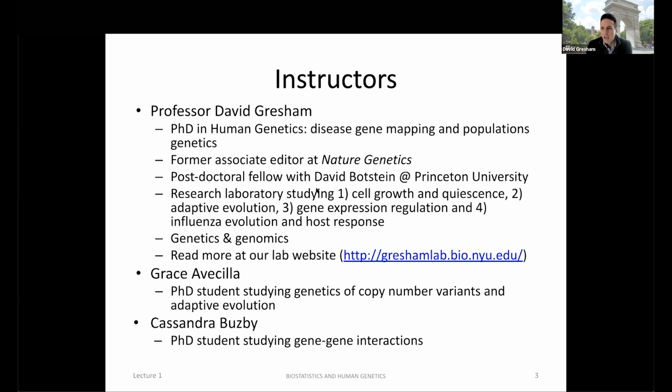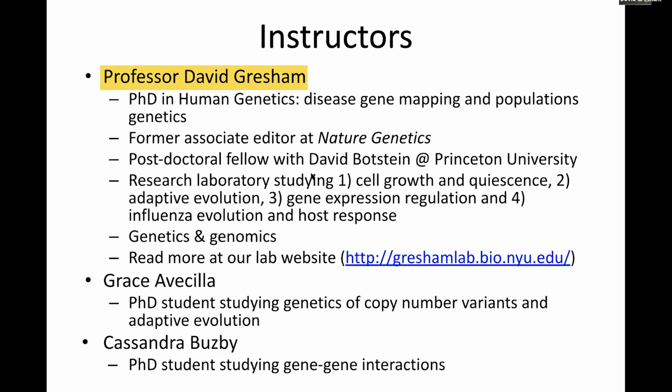So, as I said, my name is Professor David Gresham. I'm in the biology department at NYU. My PhD was in human genetics a long time ago, but my doctoral research was focused on disease gene mapping and population genetics. And I'll tell you about some of that research during this course. I actually stepped out of academia for a while and I worked at a journal called Nature Genetics, which is a journal focused on human genetics research. And I was there for a few years at a very interesting time in human genetics.